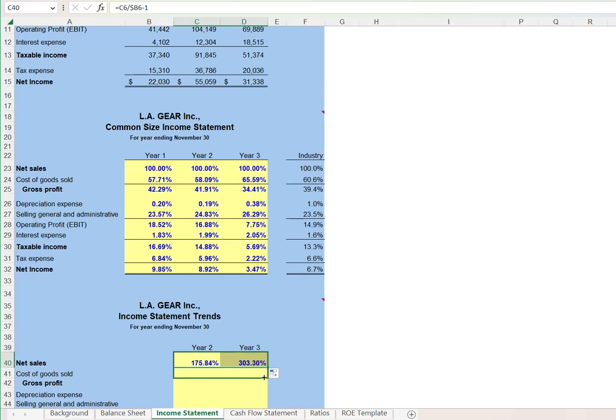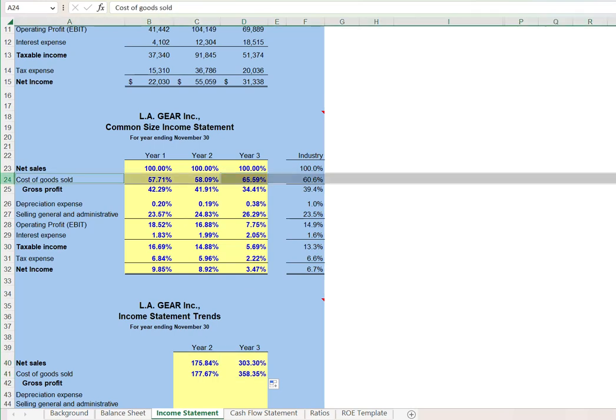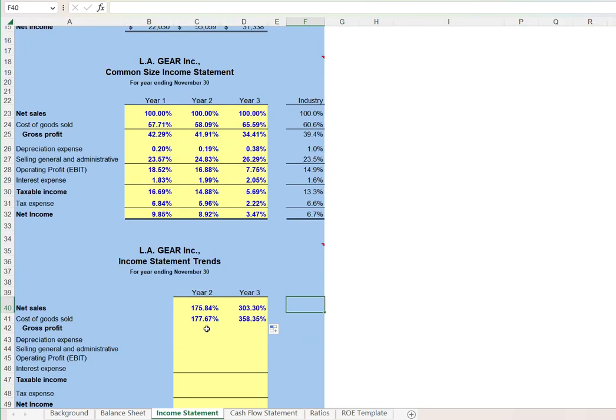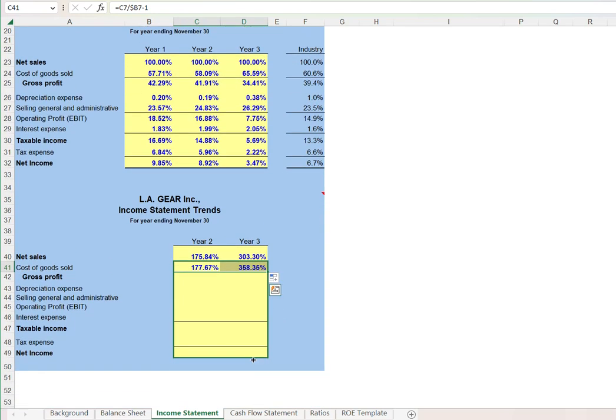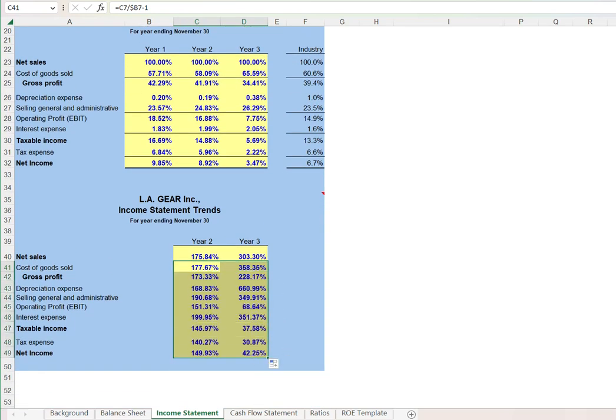How does that translate to cost of goods sold? Cost of goods sold went up about the same proportion as sales in year two, but over that 3-year period, cost of goods sold has gone up by 358%, while sales only tripled. And we can see that, yeah, cost of goods sold went up more than sales, and our gross profit margin decreased over that 3-year period. So we can get that same information, we can copy that on down, and then we can look at our overall trends on our income statement.